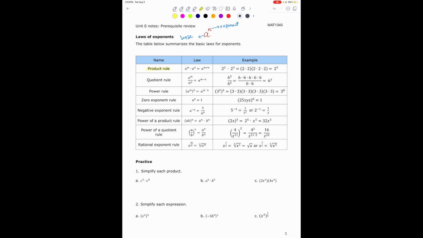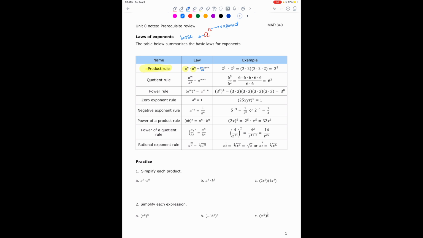The product rule states that if you have two exponential expressions that have the same base and you multiply them, or find a product of those two, then the answer is you keep the same base and then add the exponents together. What does that mean?